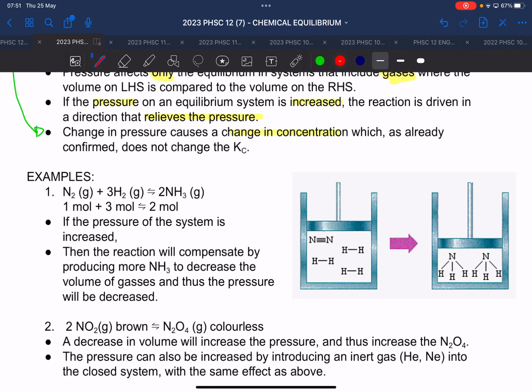What is this reaction's name again? The Haber process.